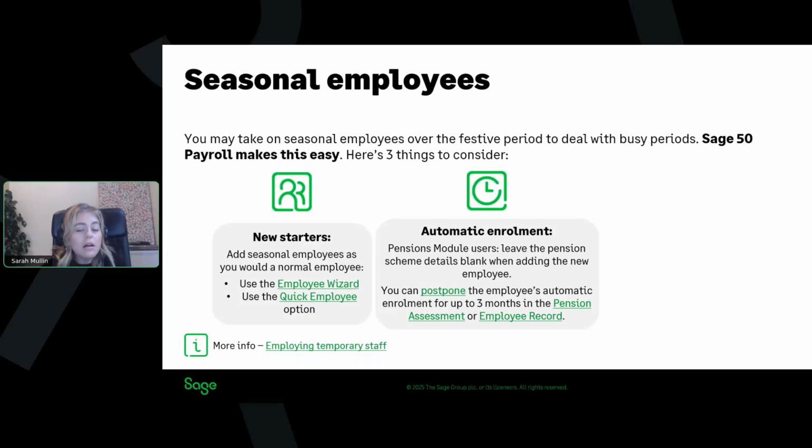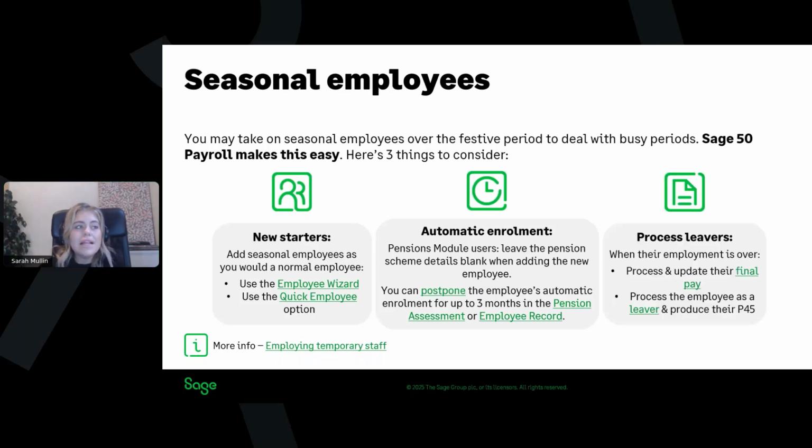And then third thing to consider is processing leavers. So when their employment ends with you, you'll process their final payment as you usually would. You'd mark them as a leaver and then produce the P45 and send those details over to HMRC as well. So I will show you where some of these options are in the demo shortly. And don't forget, you can download the handouts, and there is some more detailed guidance just at the bottom of the handouts there.